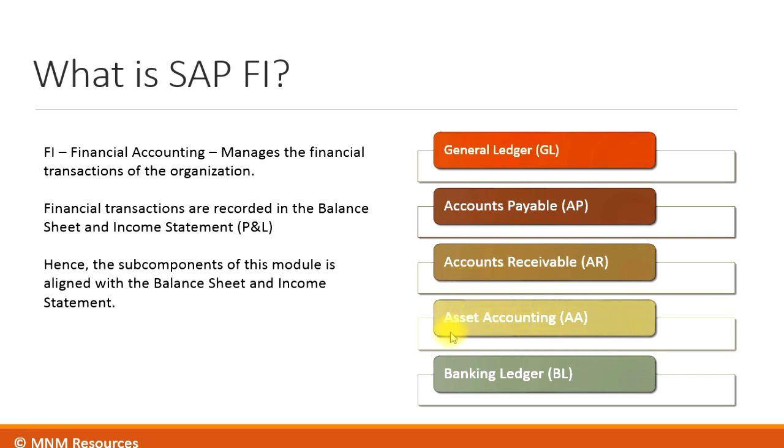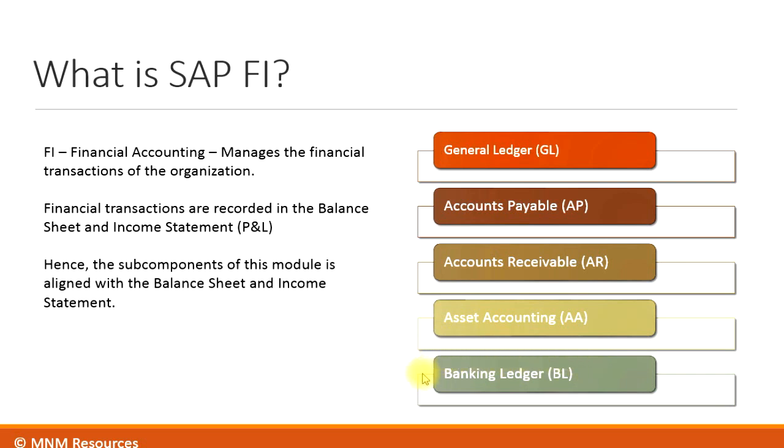Then you have asset accounting. The term asset accounting is specifically for the fixed assets. Fixed assets, of course, are your land, building, vehicles, anything to do with the heavy machinery. That is all your fixed assets. It comes on the asset accounting side of SAP.